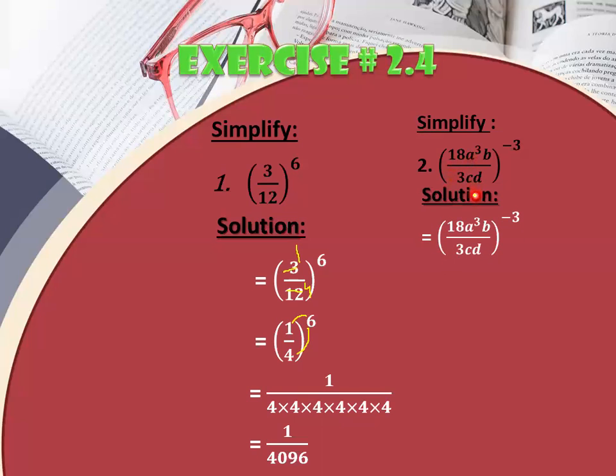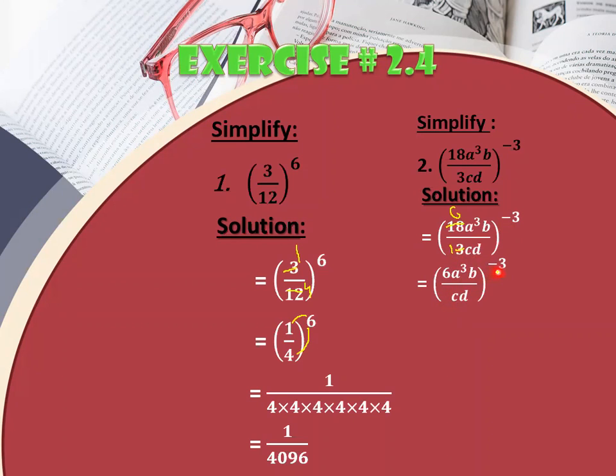Okay, now as you can see here, your exponent is negative. So first you will reduce them. 3 into 1 is 3 and 3 into 6 is 18. So what will be left here? 6a cube b over 3cd, the 3 will be cancelled. So you will simply write cd. No need to write 1 here.